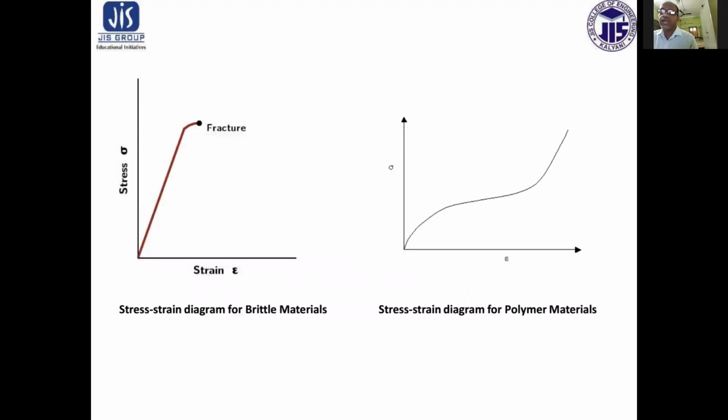This is shown as the stress strain diagram of a brittle material. As we have discussed earlier, there are no points shown in the case of a brittle material, that is proportional limit, elastic limit, etc. Upon certain loading, the fracture occurs directly. And here in this case, the stress strain diagram for a polymer material is shown, which shows large elastic deformation and ultimately failure.